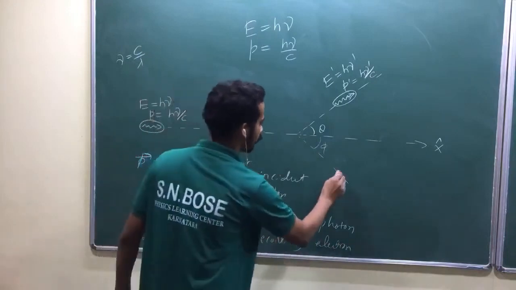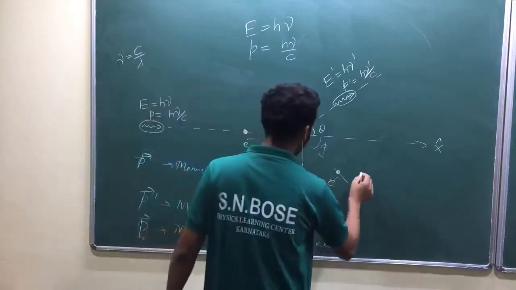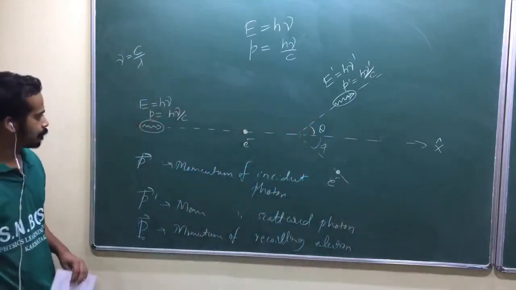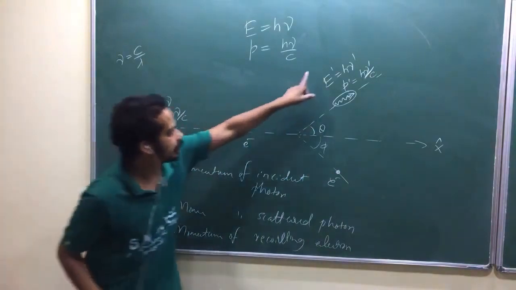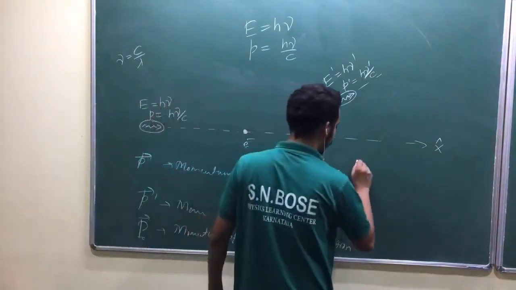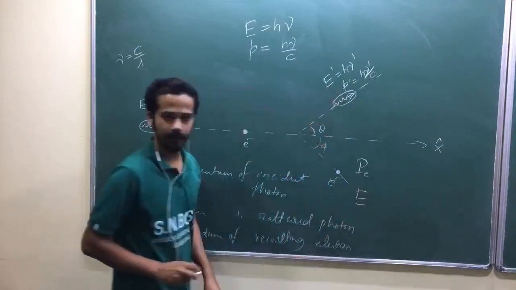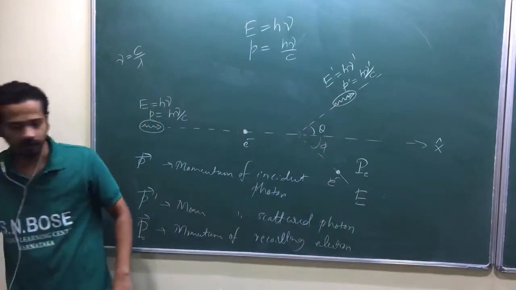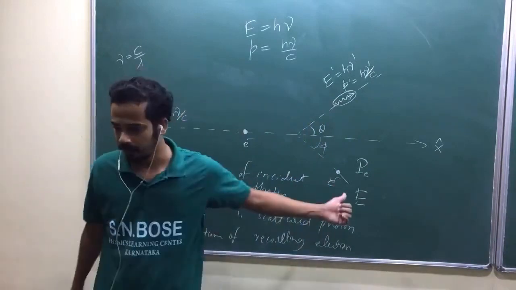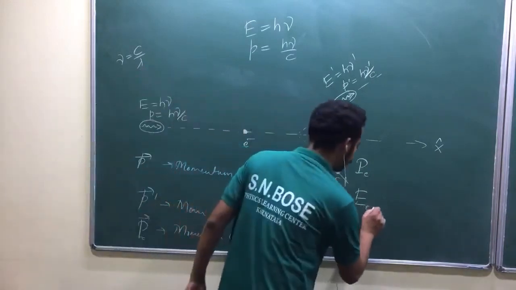Recoiling electron, this one. Is that okay? Let me just write it here. Now I have written energy, momentum, and I have defined momentum of this electron. How do you define energy of this electron? Energy of this electron, I think I better call EE, isn't it?